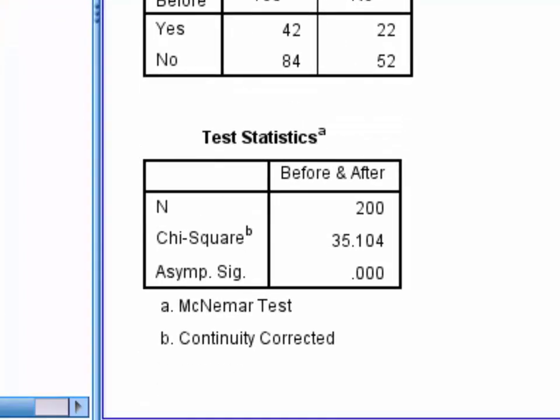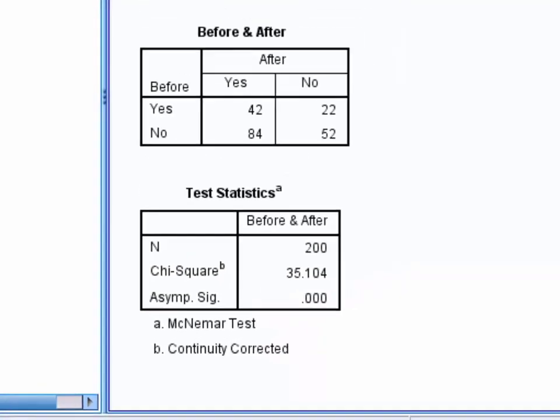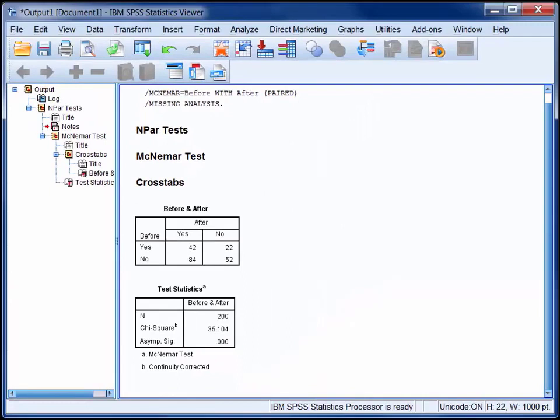In the second table, we have a chi-square statistic and associated significance level. As this significance level is less than 0.05, and referring back to the numbers in the first table, we can conclude that significantly more participants altered their attitudes in favour of stem cell research than against stem cell research. And you could report the findings like this.